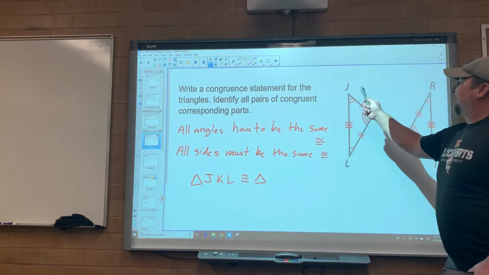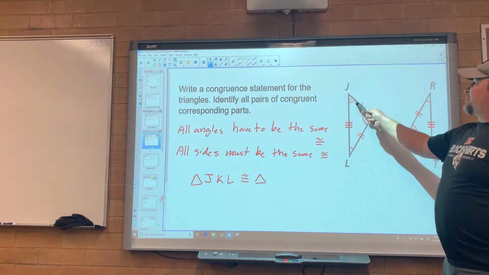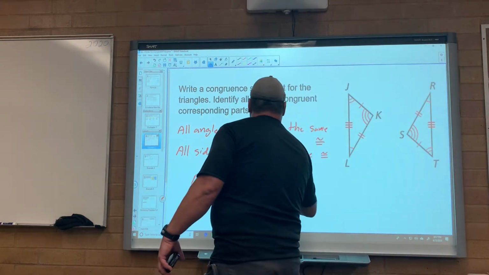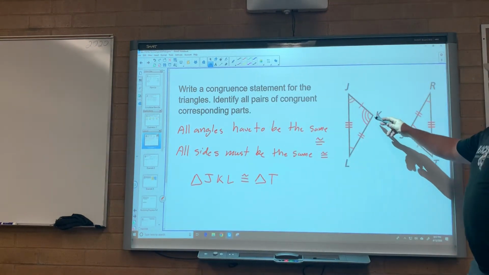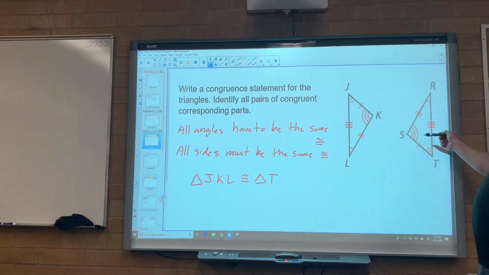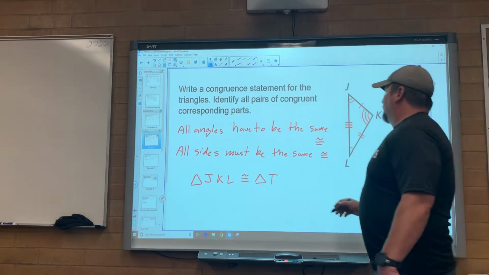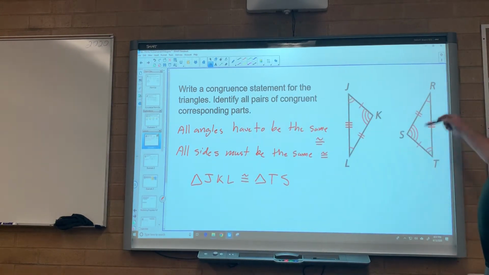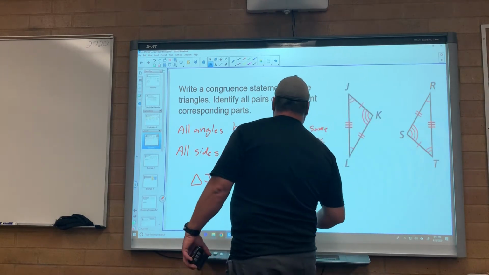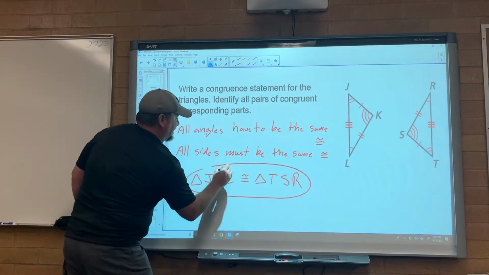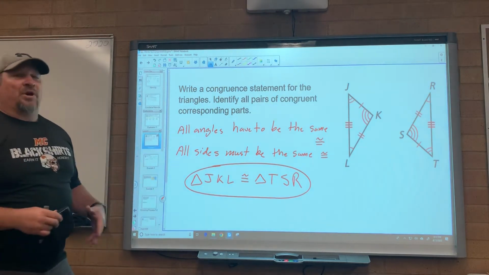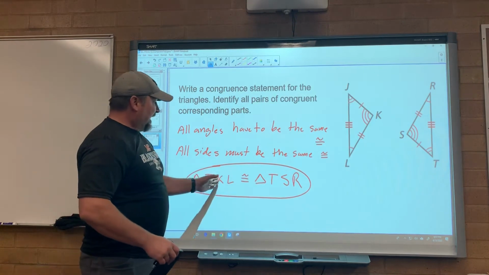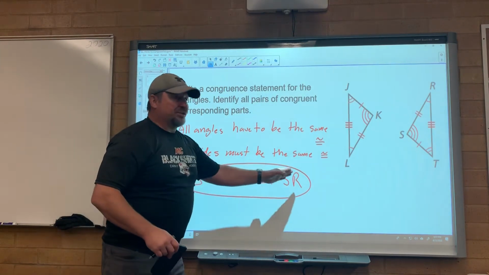Ready? J. So find J, look at the markings. It has 2 marks on it, so find 2 marks on the other shape. T. K. K has 3 markings to it. Find the part that has 3 markings to it. That's S. And L. L has 1 marking to it. R has 1 marking to it. And that is a congruent statement. And that tells you all the parts that are exactly the same. So for instance, J matches T, K matches S, L matches R.